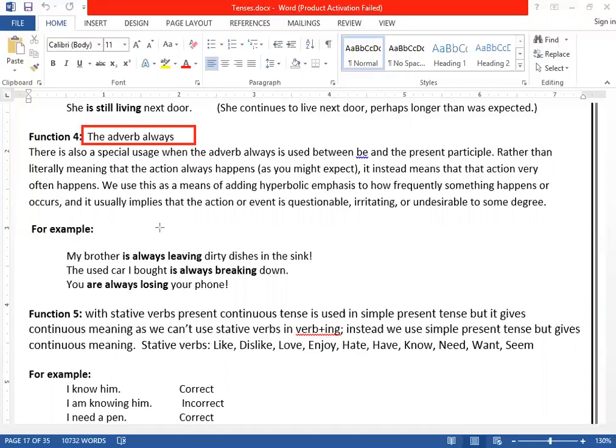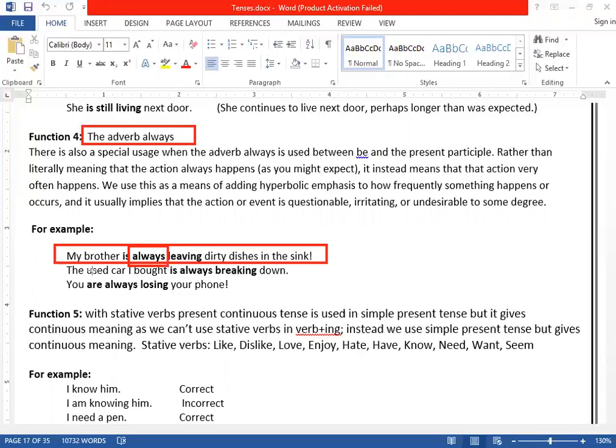Here are some examples, then you can understand in a better way. My brother is always leaving dirty dishes in the sink. Can you see here? My brother is always leaving dirty dishes in the sink. So what we have is always. Now it's something irritating. It's not considered a positive sign. Clear? We use always as a negative sign for something.